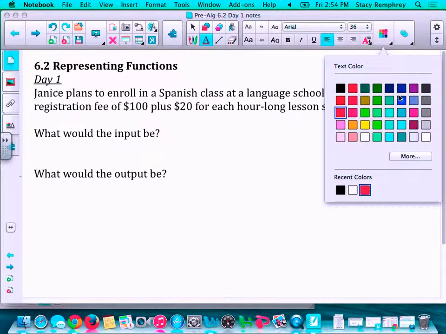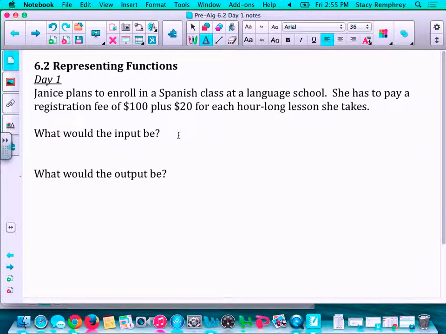So we're going to say her input is going to be hours. How many hours she's planning on taking a lesson, how many hour-long lessons. Okay? And the output would be, well, if I put in 1 hour, I could figure out how much I have to pay, or my total cost, or dollars. So I'm going to put in a certain number of hours, I'm going to just take guesses, and then I'm going to calculate the cost that goes with that.